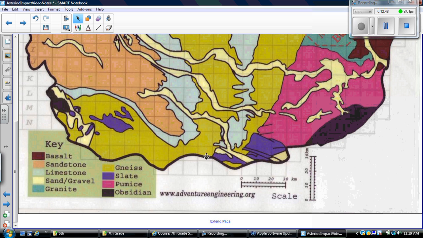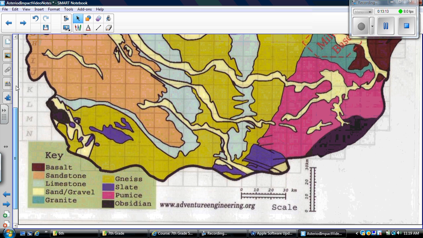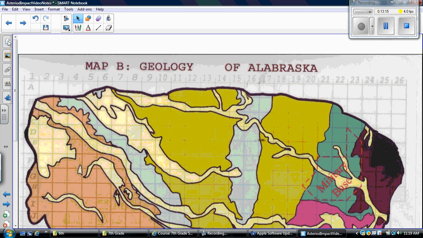You've seen the key. I've given you all these names of the different types of rocks. You'll have to look those up and classify those as igneous, sedimentary, or metamorphic, and determine based on their properties, their hardness, their color, their luster, their density, their streak. You're going to have to determine which rock would be the best place to build your caverns to save the people of Alabraska. So you will be given these tools in class to help you address the situation.